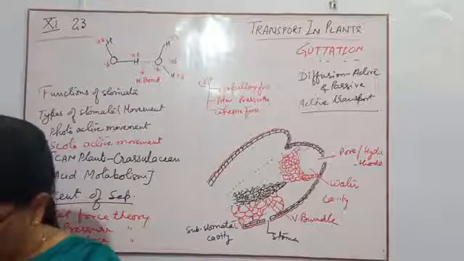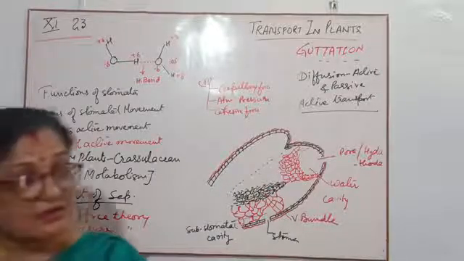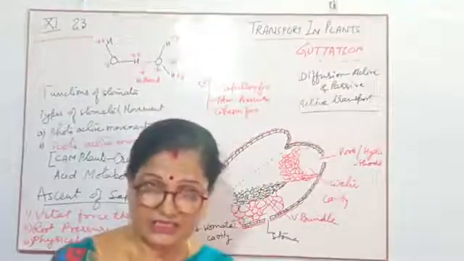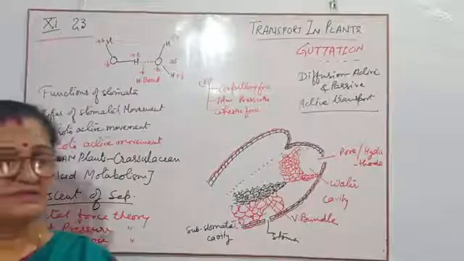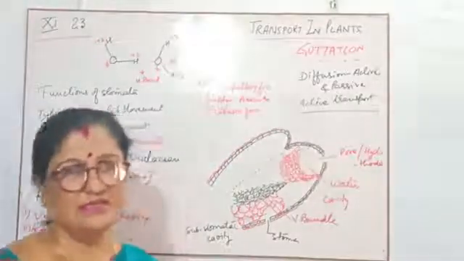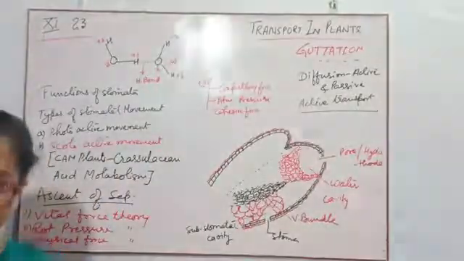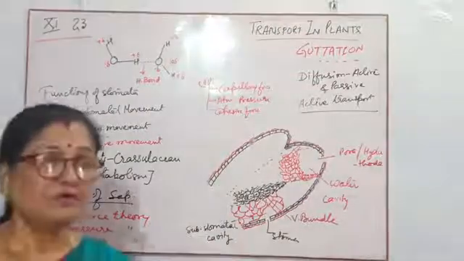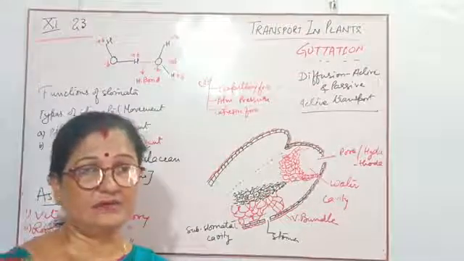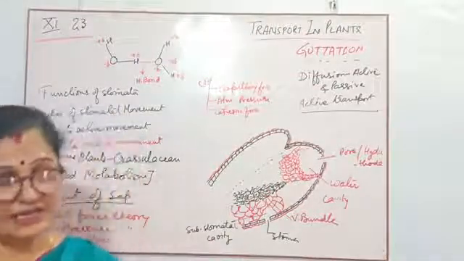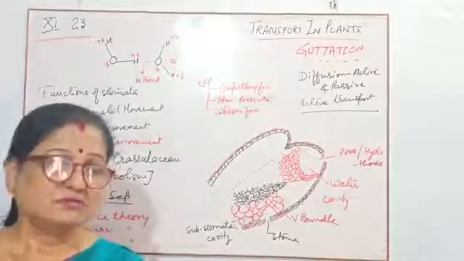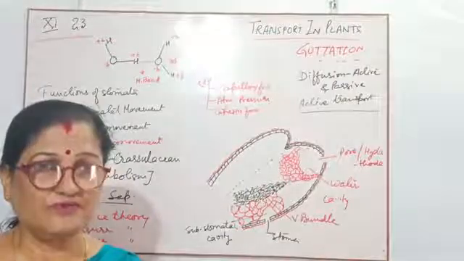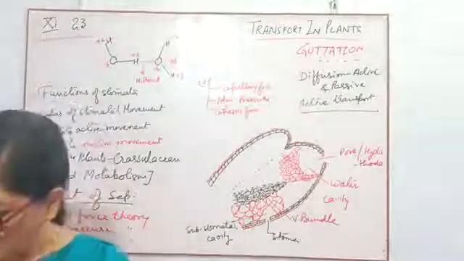He devised a special apparatus, that is the potometer, which he also discovered. So vital force theory means different types of scientists gave different types of theories to show that this is a very vital activity, and these are the vital theories to send water from the lower surface to the upper surface.